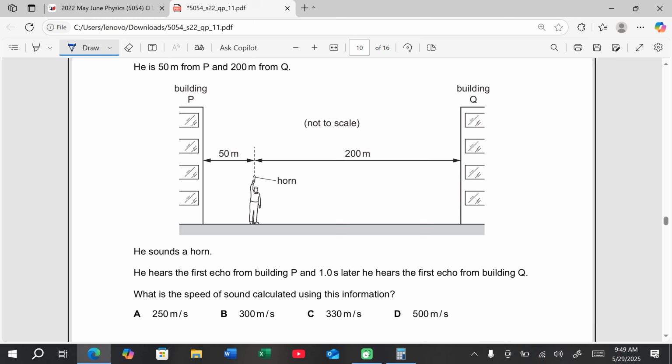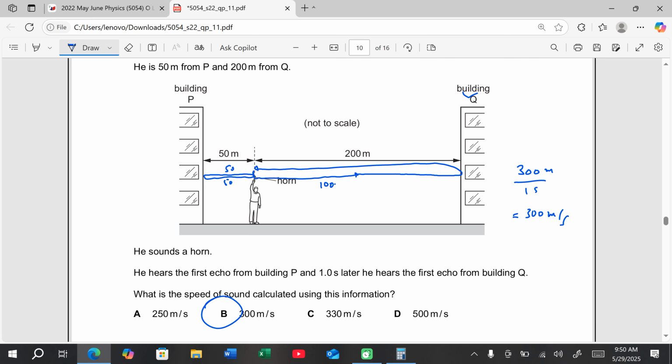Okay, so that's very easy. When he hears the first echo, the sound has traveled 100 meters, 50 meters there and 50 meters back. 1 second later he hears the echo from building Q, so the sound travels 100 meters more and then 200 back, so it travels 300 meters in that 1 second. So 300 meters in 1 second is 300 meters per second. That's B.